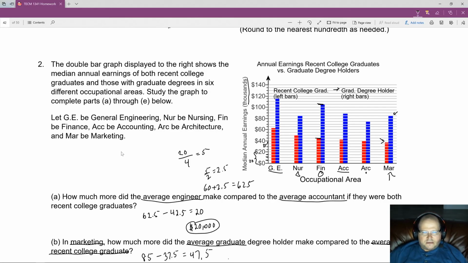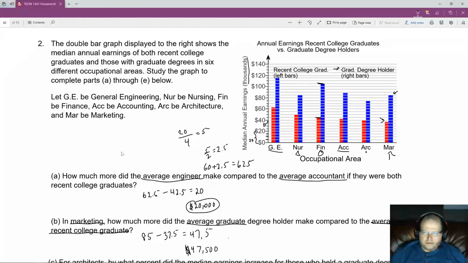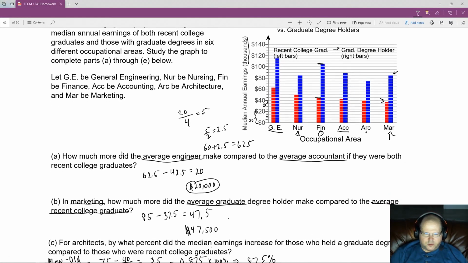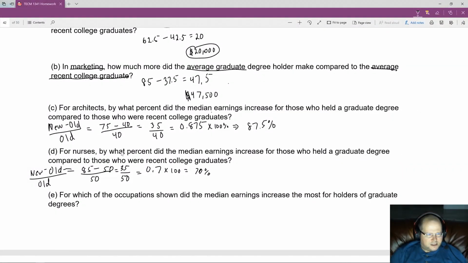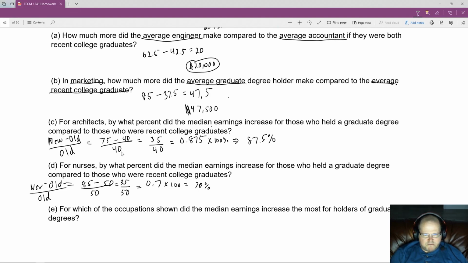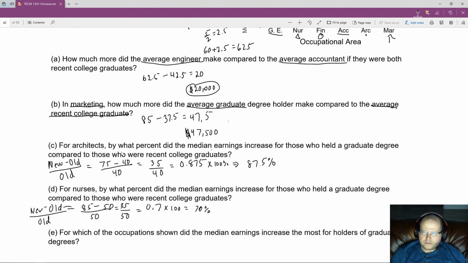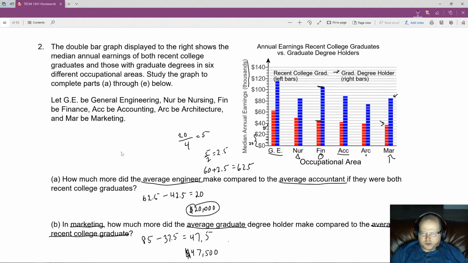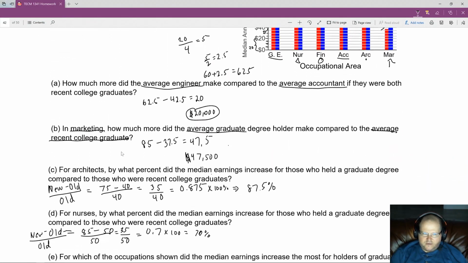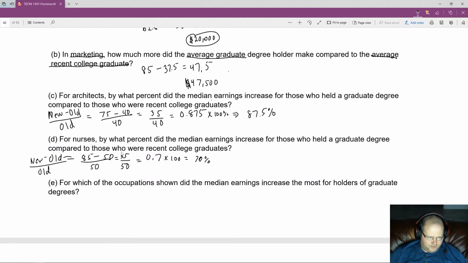Now, they didn't ask for the largest percentage increase. They actually asked for the largest increase, period. So that's it for that one. Even as a percentage, it would have been the biggest one, but that's not what they asked. So, for which occupation shown did the median earnings increase the most for holders of a graduate degree? Again, we looked at the difference on finance, and it looks like finance is the answer. So we would put finance in here.